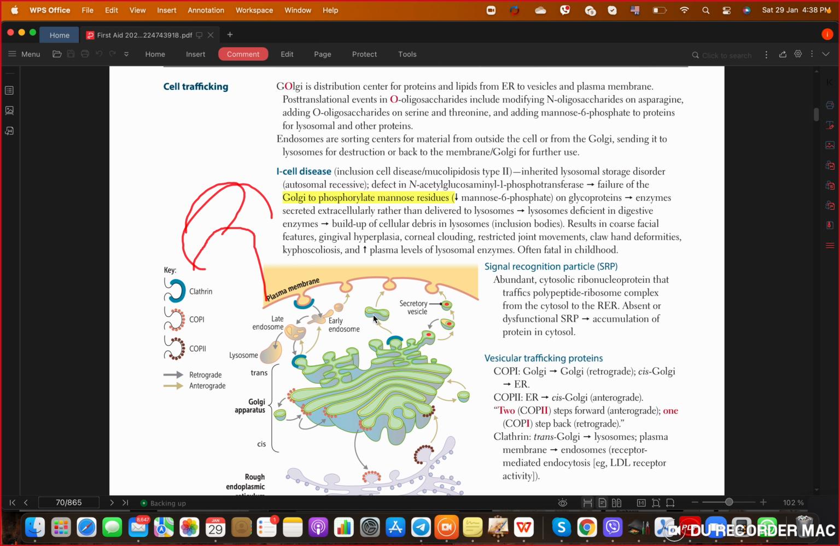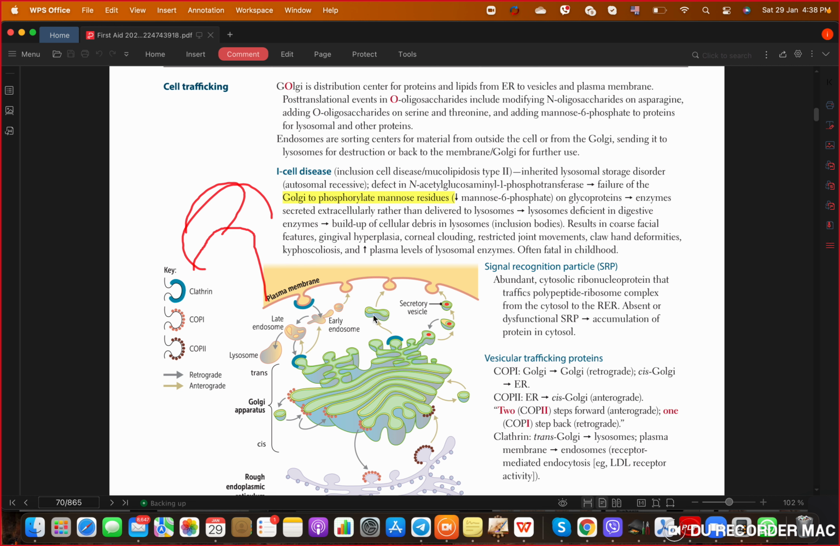Okay, then. Abundant cytoplasmic ribonucleoprotein that traffics. Doc, this is nothing to do with rRNA, nothing, right, Doc? No. We are speaking about the proteins already. Okay, Doc. So I'm not understanding this paragraph.